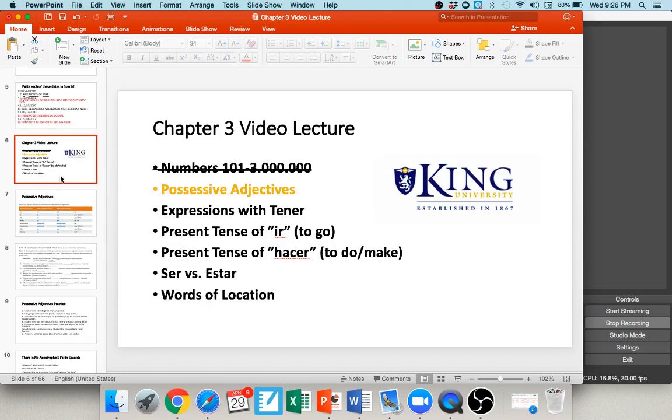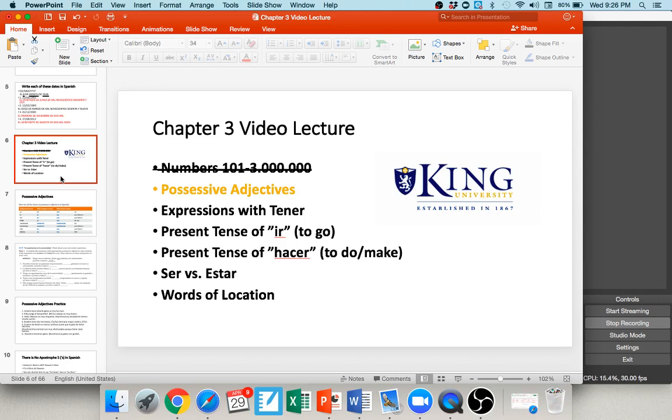Okay, we've discussed numbers. Now we're going to move on to talk about possessive adjectives. Now, if you think about the word possession and what it means to be possessive, if you're possessive over something, that means that it's yours. So this is my cell phone. This is my Apple Watch. That is your textbook. That is her pencil, so on and so forth.